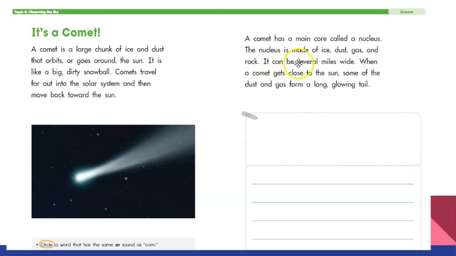The nucleus is made of ice, dust, gas, and rock. It can be several miles wide. When a comet gets close to the sun, some of the dust and gas form a long, glowing tail.